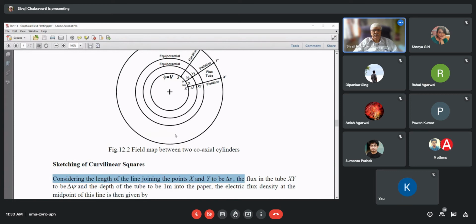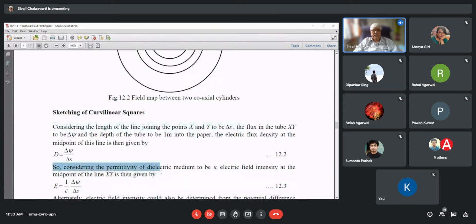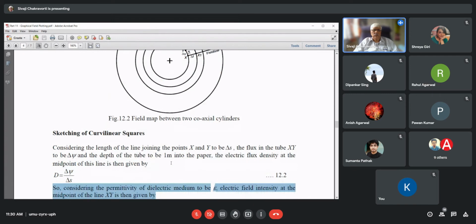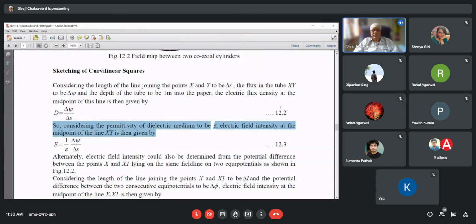Fine. Now let us consider it in another way. Let the permittivity be epsilon, and the electric field intensity at the midpoint of the line will therefore be given from equation 12.2. Why midpoint? Because this is like a mean value theorem: if the variation is uniform, we can always take the mean value at the midpoint. So this E is 1 by epsilon del psi by del S, that is 12.3.